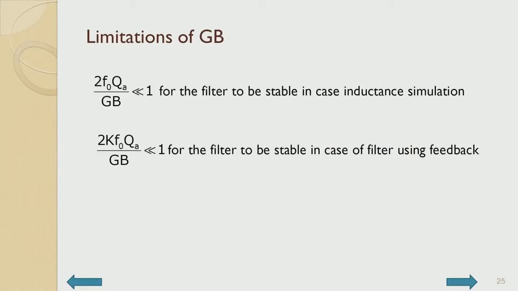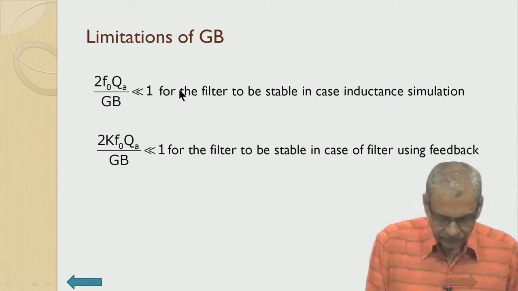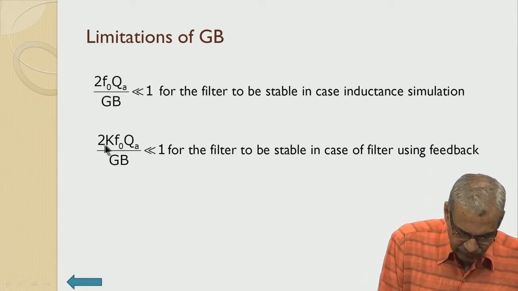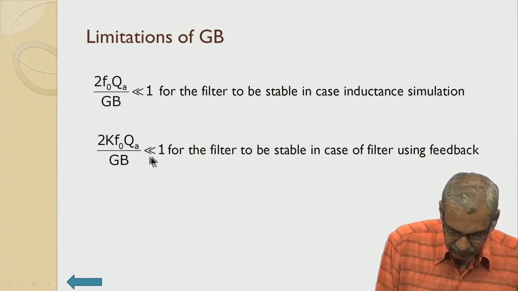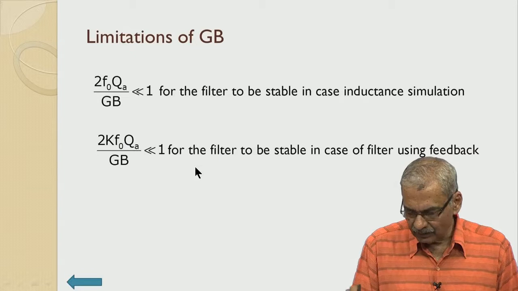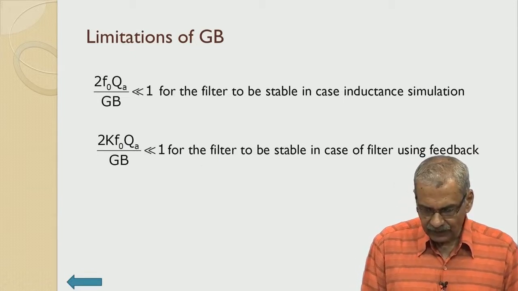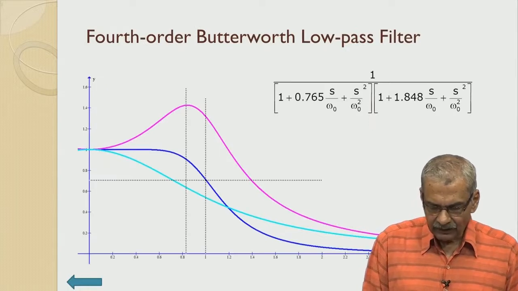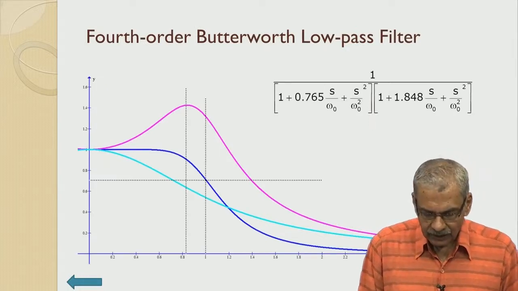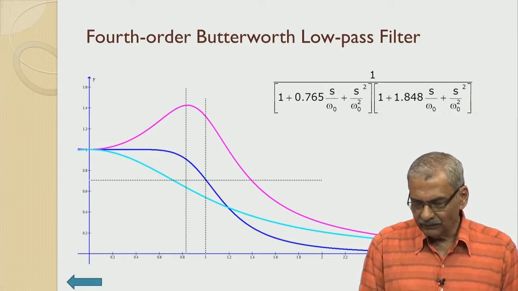So, what is the limitation due to GB on this circuit? For inductor simulation circuits, it will be 2 F0 QA by GB, should be much less than 1, whereas here it is 2K into F0 QA by GB, much less than 1, for the filter to be stable in case of filter using feedback. This is the conclusion that we can draw, and now let us design a Butterworth low pass filter.